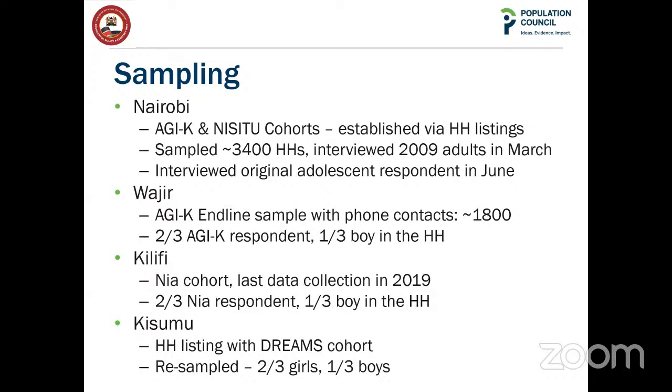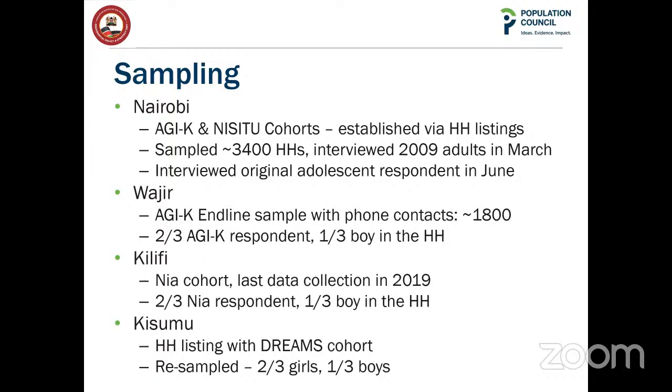And finally, in Kisumu, we used the cohort from the DREAMS study. We had to resample the households and find girls and boys that we could reach on the phone, just because it had been a while since the last data collection round for the DREAMS cohort. So after resampling in the final round of phone calls for this COVID study, we were able to get around two-thirds girls and one-third boys.